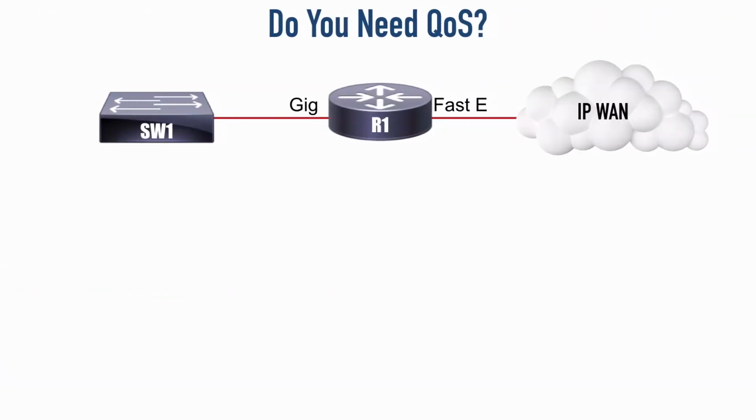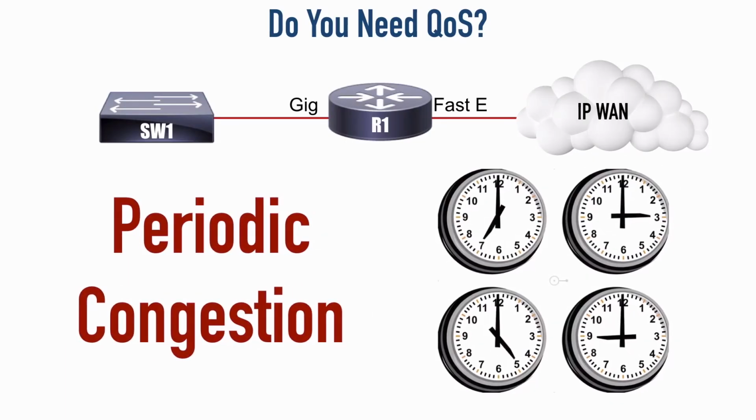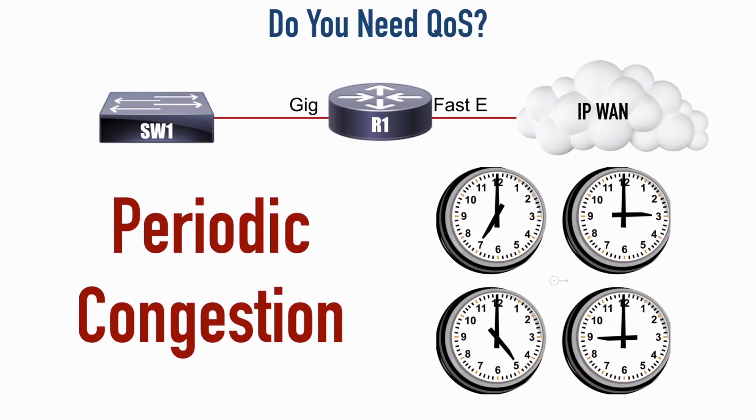However, if we're congested all of the time, we need more bandwidth. Quality of service is good for periodic congestion. Maybe there are specific times of the day when we're congested. Maybe everybody is coming in at 8 a.m. and they're firing up their computers and synchronizing their Dropbox accounts and there's a lot of network traffic, or maybe overnight we're doing a network backup. That might cause some congestion. If we just have those periodic times of congestion, yeah, quality of service might help us out. But if we're congested all the time, we need more bandwidth.